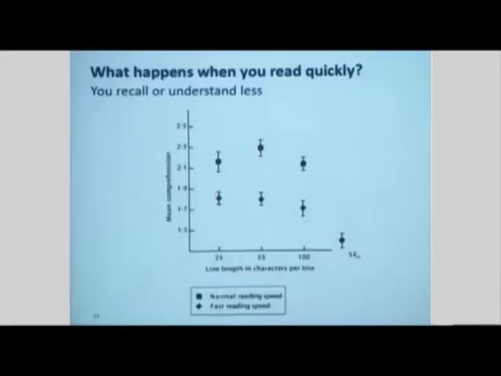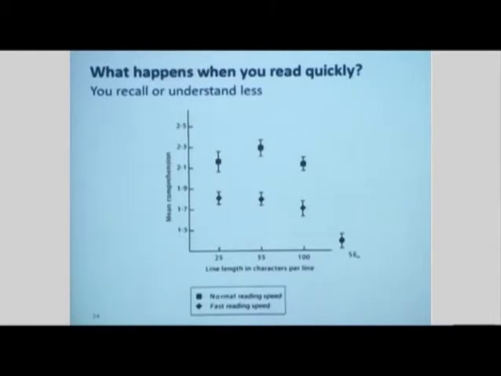So what happens when you read quickly? Well, not surprisingly, you recall or understand less. That wasn't what we were trying to find. We would have expected that. What we were hoping to find is that the different line lengths might affect our reading, and that is the case. So what we've got here are the top dots are the normal reading, and the lower ones, the lower 3, are the fast reading.